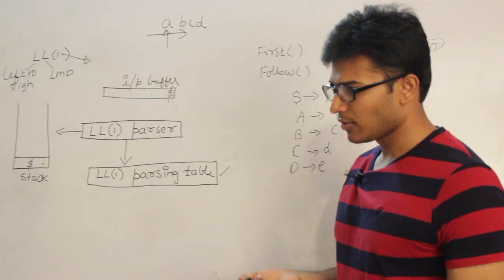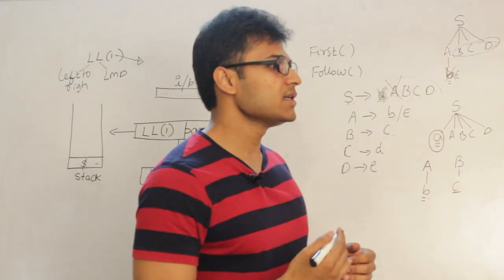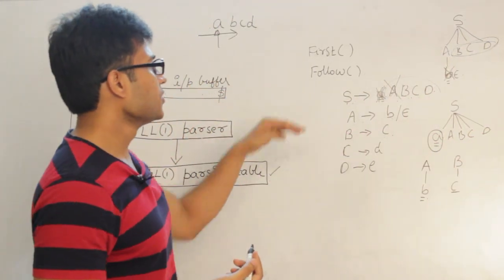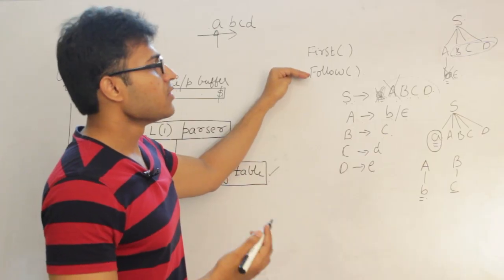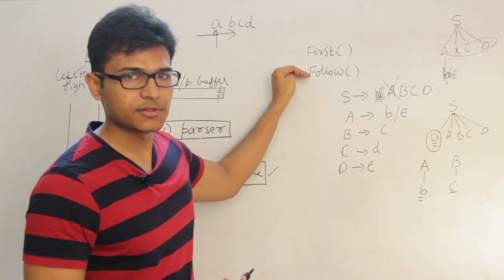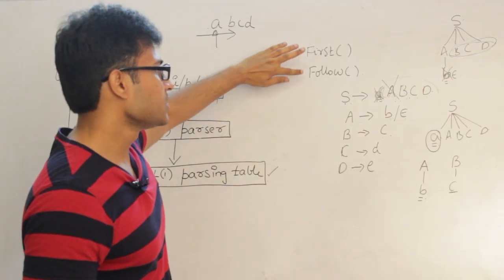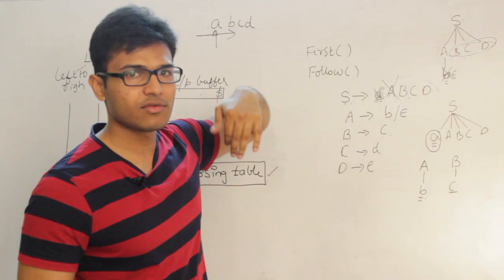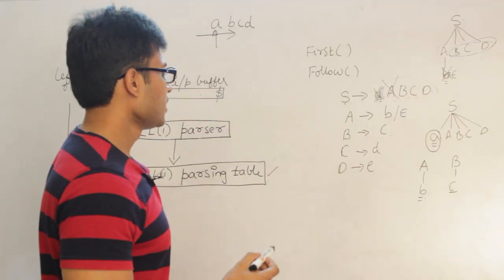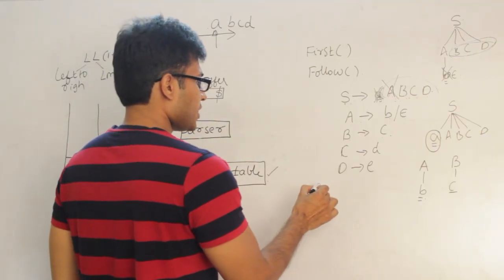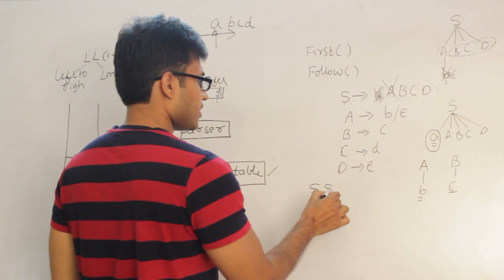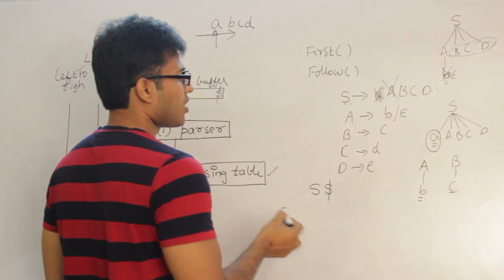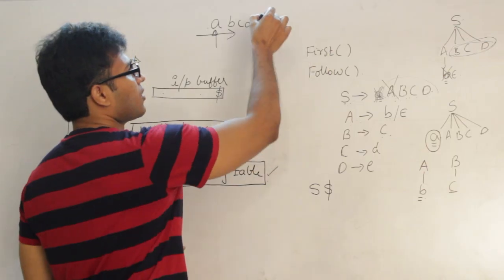And next one is follow. Follow means what is the terminal which could follow a variable in the process of derivation. Again, what is the terminal which can follow a variable in the process of derivation? For example, I am always going to start my derivation with S followed by dollar. The reason is, the input is always followed by a dollar.